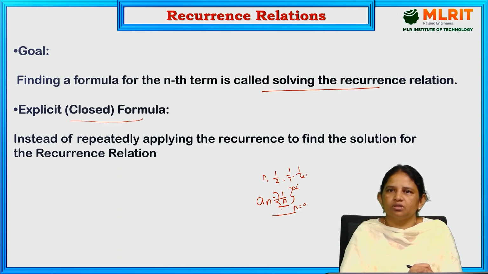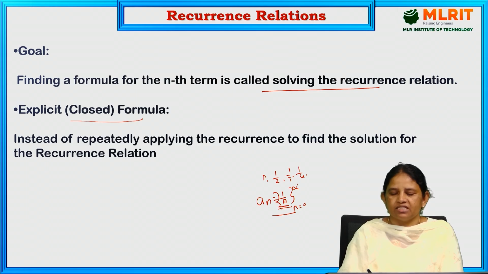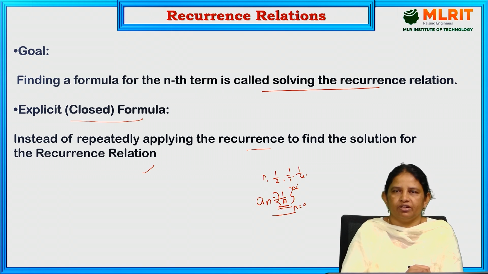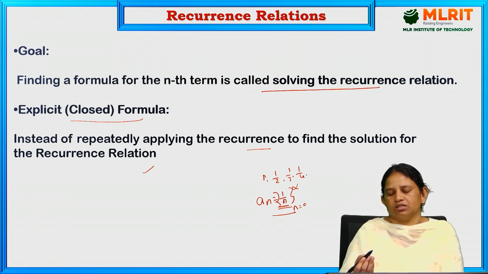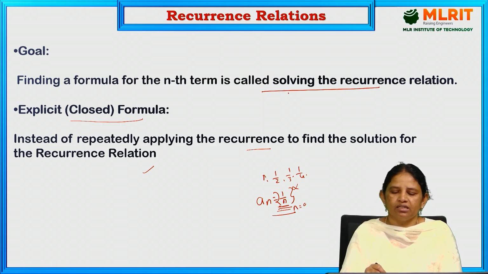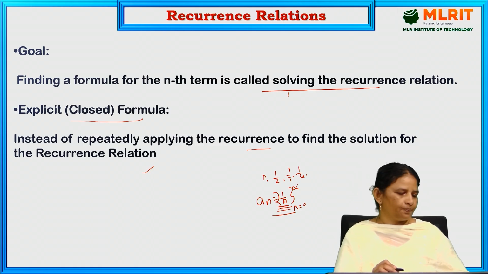What is the use of the explicit formula? For finding the nth term in the sequence, we need to repeatedly apply the recurrence relation. Once we find the nth term in the sequence, that is the solution of the recurrence relation. So, finding the nth term in the sequence is called solving the recurrence relation.